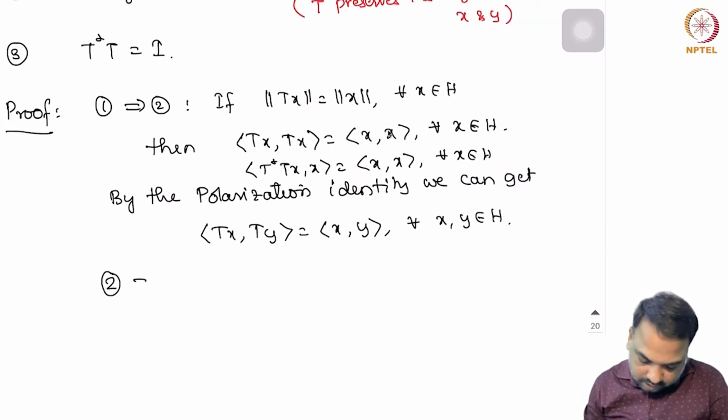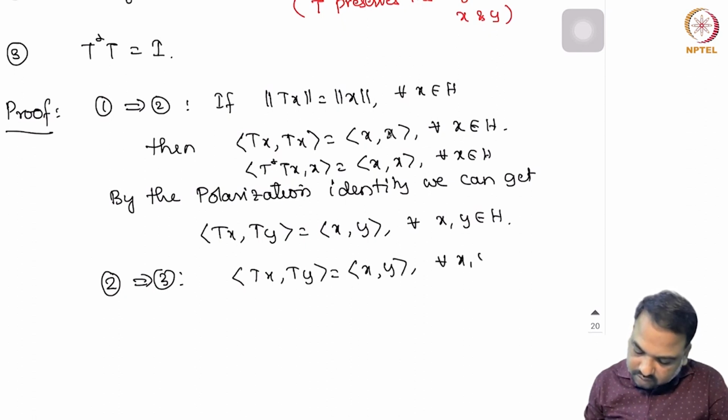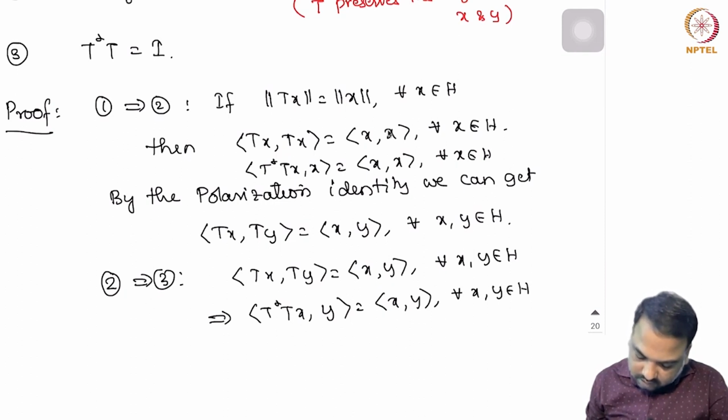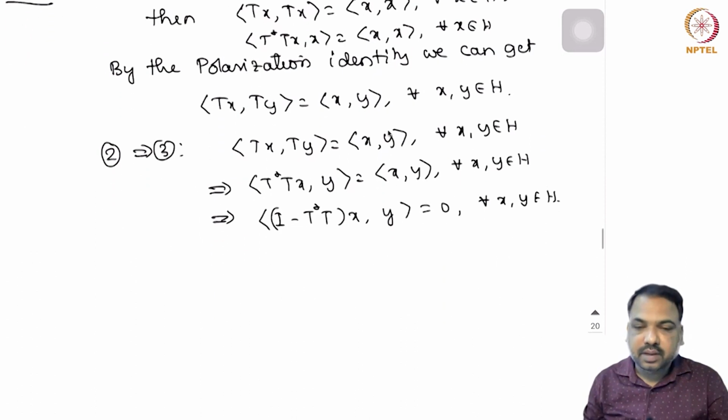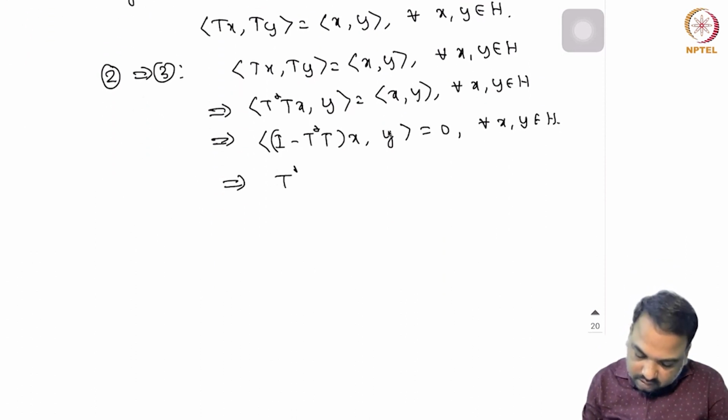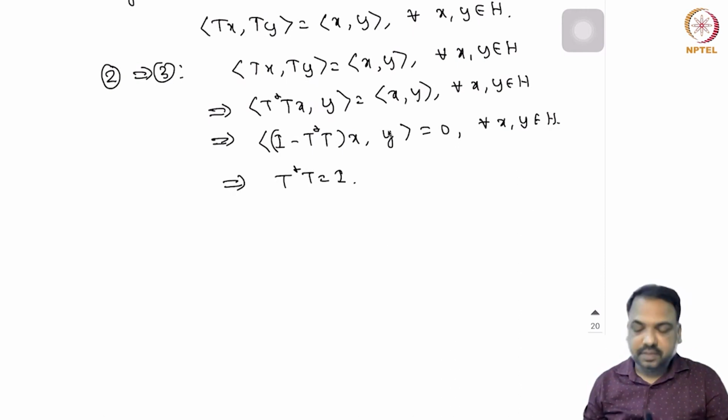Now let us look at 2 implies 3. If inner product Tx with Ty is exactly inner product x with y for every x, y in H, this implies inner product T star T x with y equals inner product x with y for every x, y in H. Now from this we can say that inner product of (I minus T star T) x with y is 0 for every x and for every y in H. Now from this we can say that T star T is identity. This is the proof for 2 implies 3.